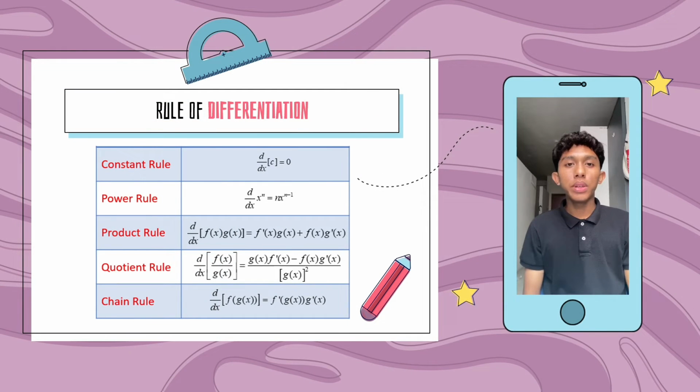Rules of differentiation. There are 5 types of differentiation. The first one is the constant rule, then the power rule, product rule, quotient rule, and chain rule.